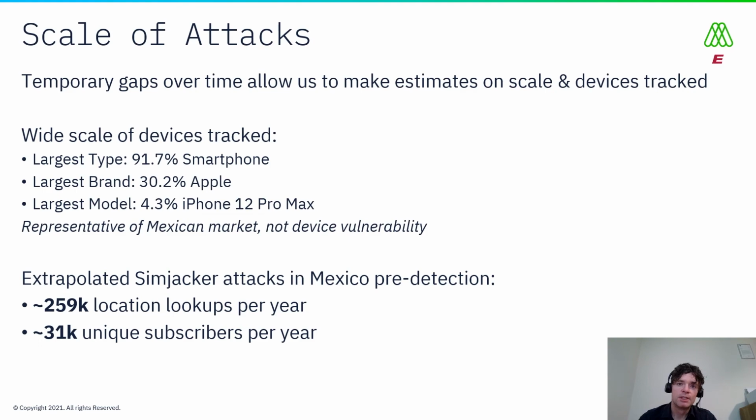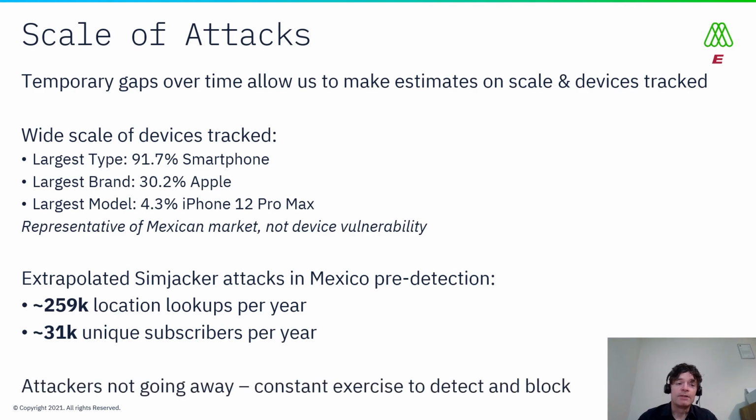Those are huge numbers. And this is not just a system which is being used, or was being used, for targeted tracking. This is being used to track tens of thousands of people in Mexico per year. And given the scale of this type of attack, I have to say that these attackers are not going away. From our perspective, this is a constant exercise to detect and block these. We believe that they have been quite consistent. They're certainly being quite determined over the last 2 years to make sure that their attacks get through. So from our perspective, it's a constant exercise to detect any potential holes or vulnerabilities that may be present and then block these.